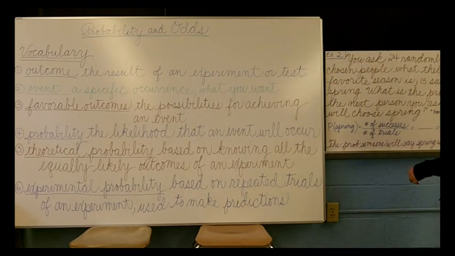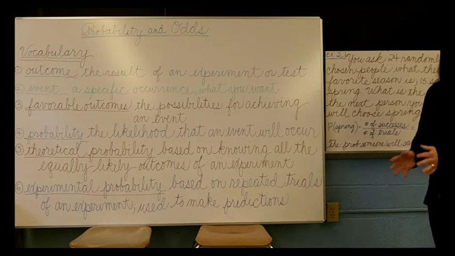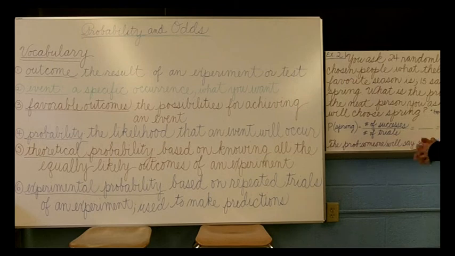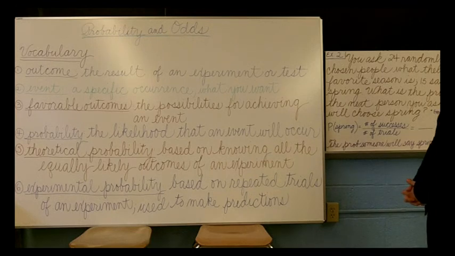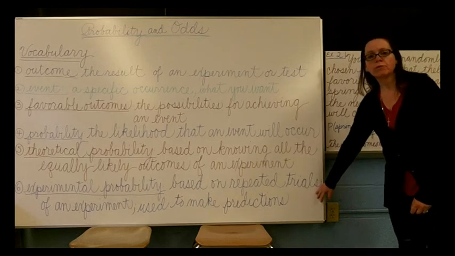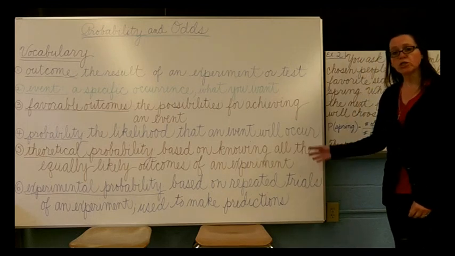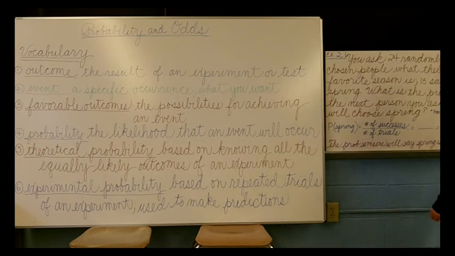In our second example, we are going to use the experimental probability formula. Let's listen to the problem. You asked 24 randomly chosen people what their favorite season is, and 15 of them said spring. What is the probability that the next person you ask will also choose spring? So remember what I said about how experimental probability is used for making predictions. Here's a good example of that.